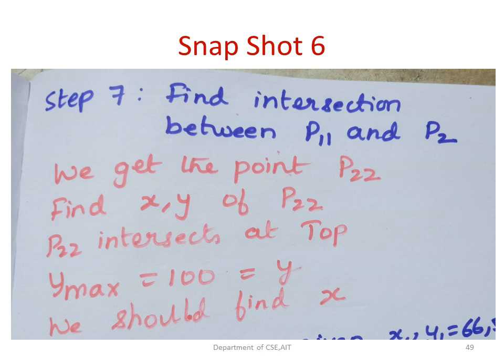This is the same as y here. So we have to find the x value of this P22. P22 consists of an x and y value, where the x value I have to find now. I know the value of y. How do I know the value of y? Because this P22 is lying on the upper clipping window, and the window size is given in the y direction as 100, and that is why we know that the y max is equal to 100.